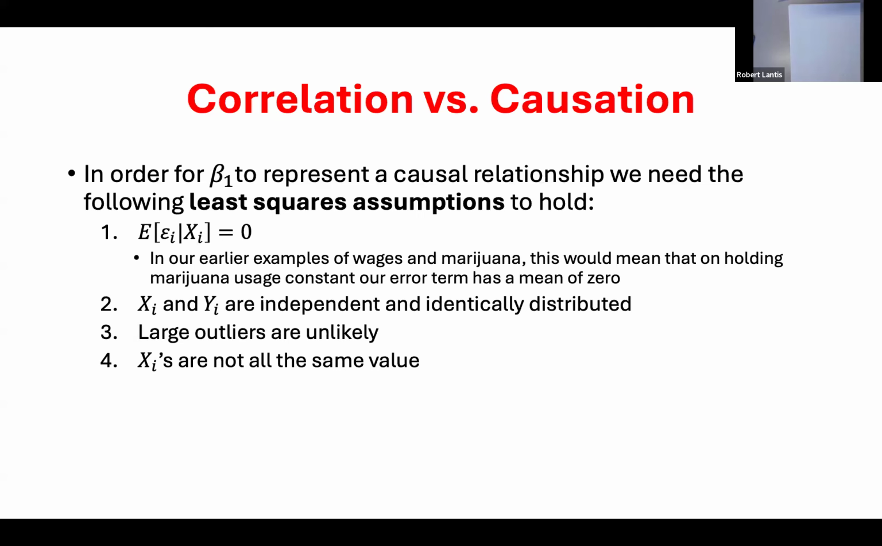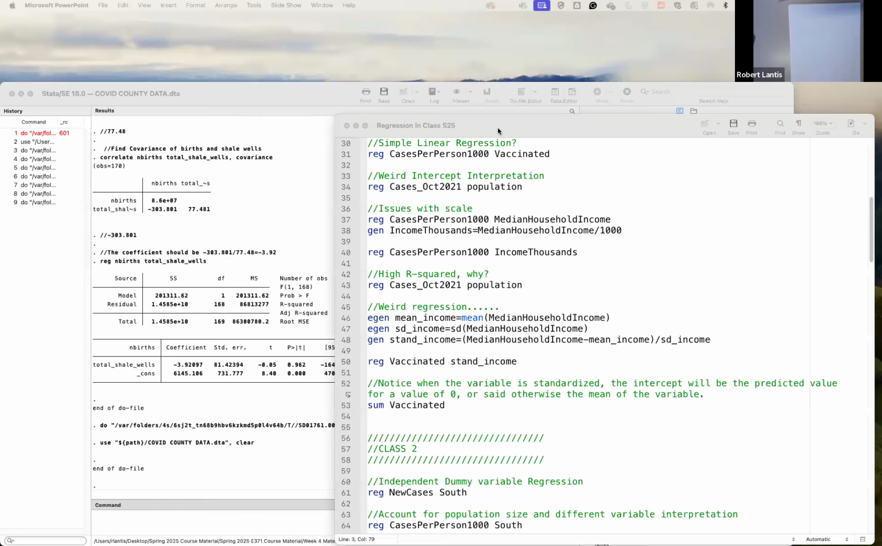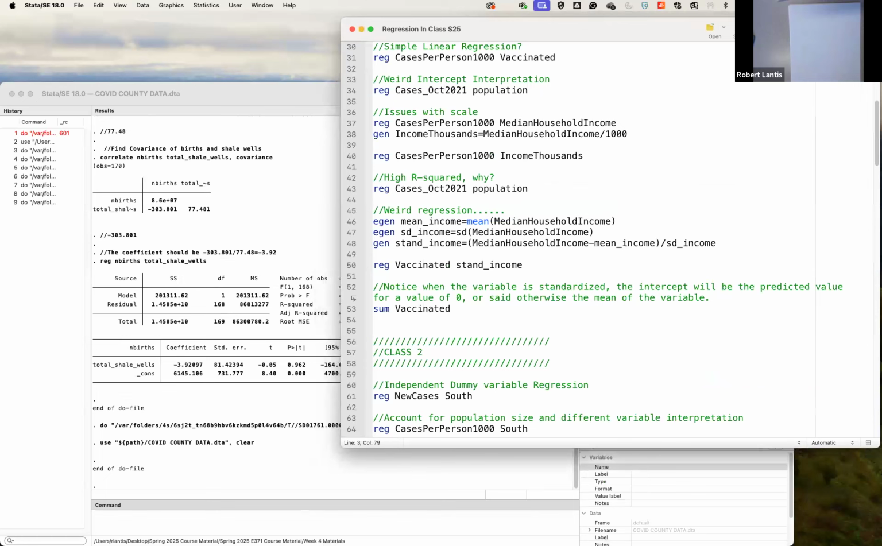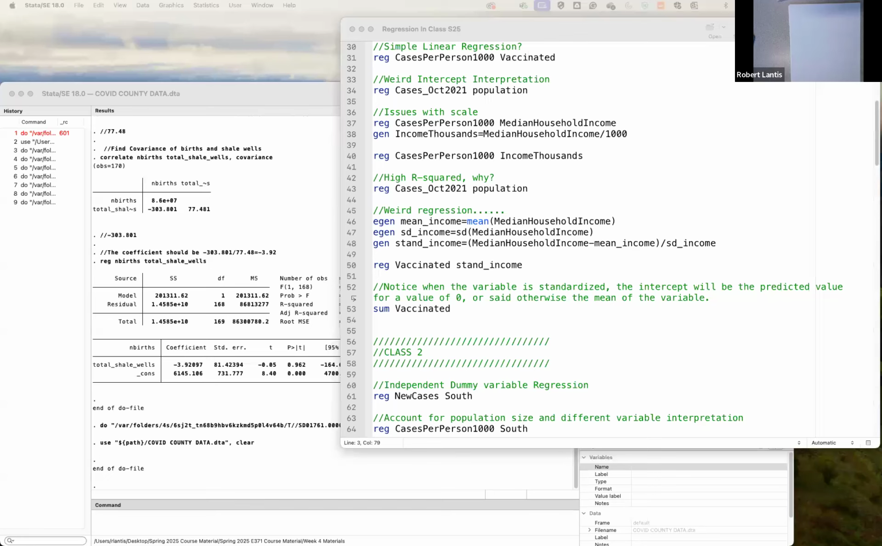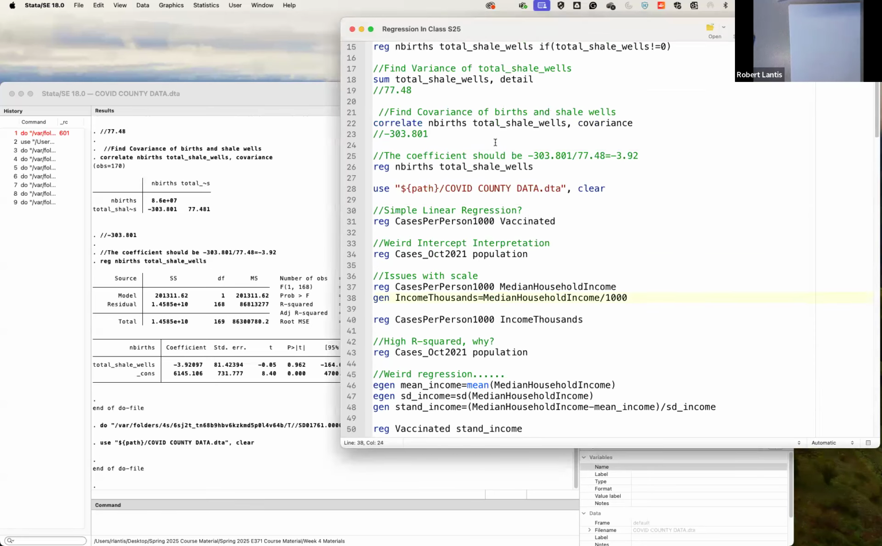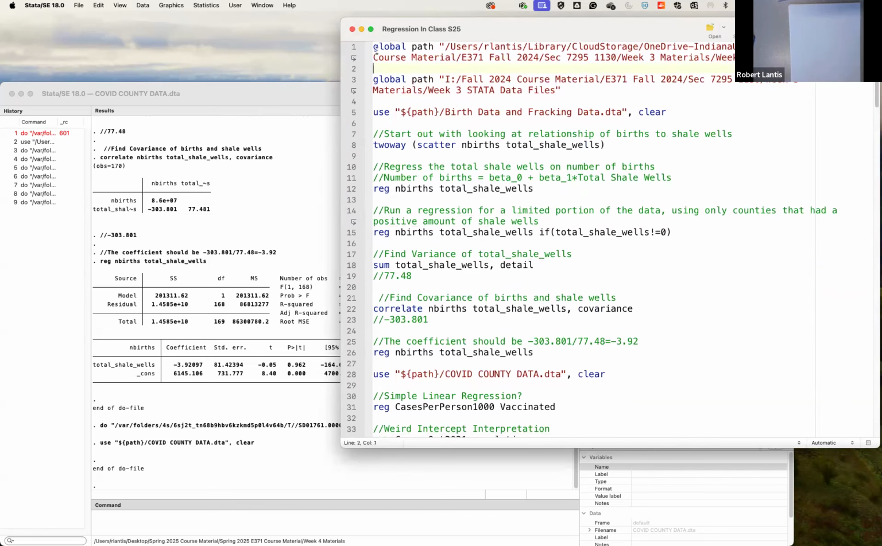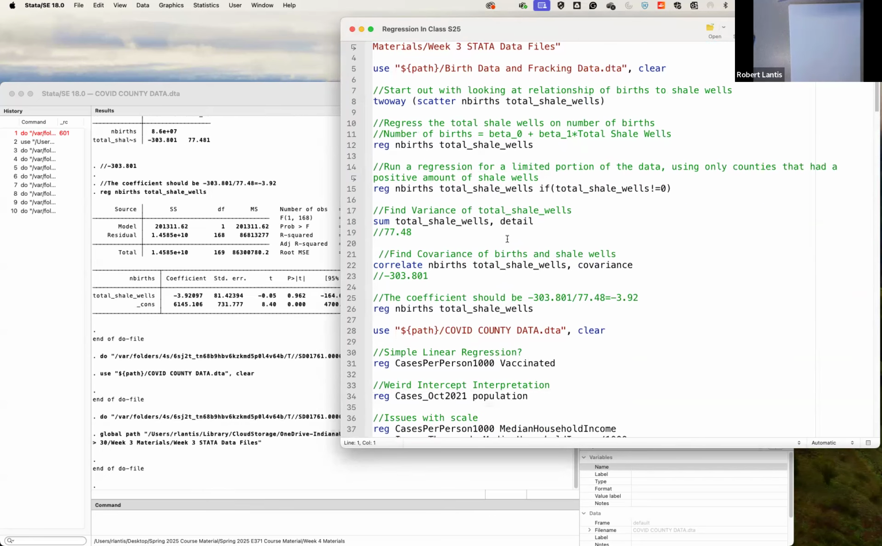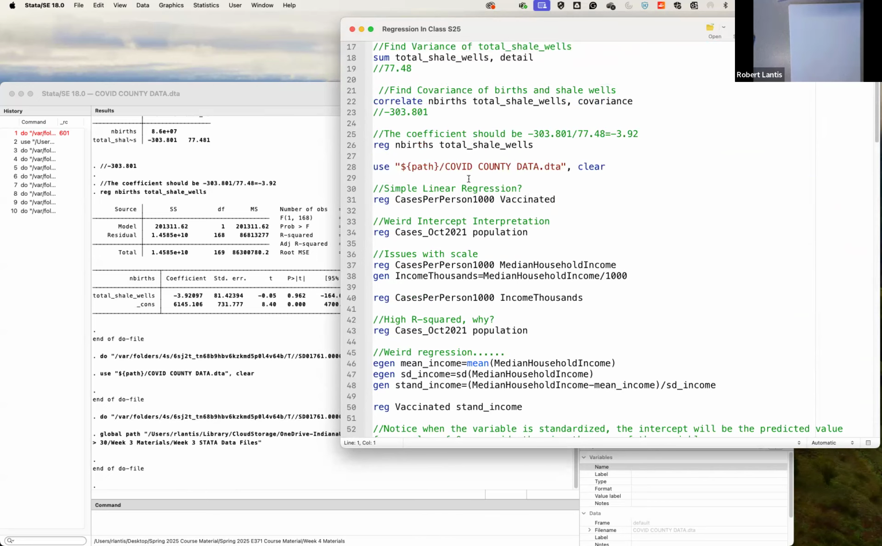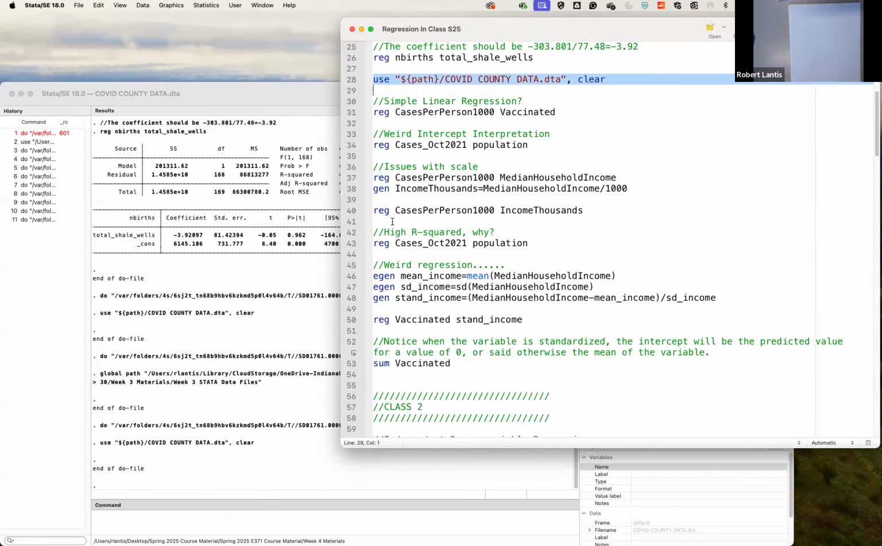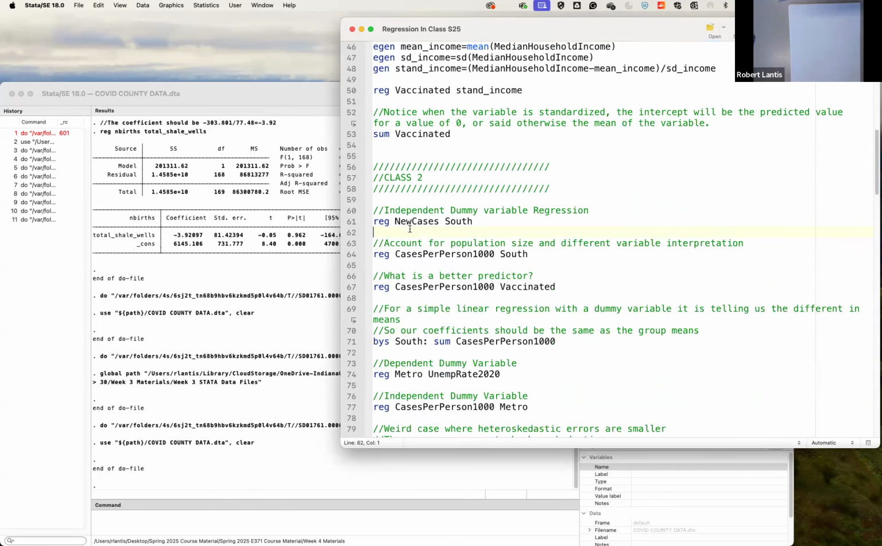But what I wanted to look at instead is going through some examples in Stata. So let me make sure I'm sharing the right screen with you. There we go. So I'm going to have to open up this data set. So let me use my file path. We're going to use that data set we were using on Tuesday, my COVID county data. Then we're going to go down here, and this was what we run through for class 2.